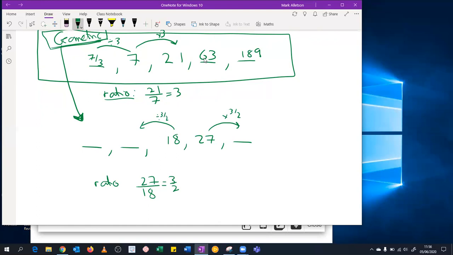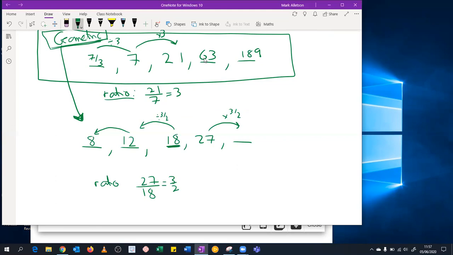Now remember, dividing by a fraction is the same as multiplying by its reciprocal. So instead of dividing by 3 over 2, times this number 18 by 2/3, which is 12. And then to get the next one, times this by 2/3, which is 8. Okay, so that's how you would do that, going backwards.